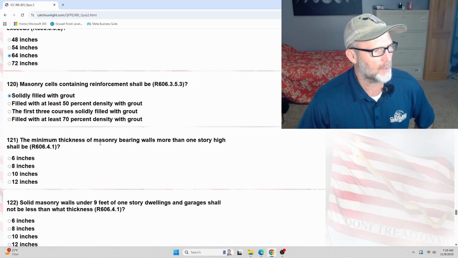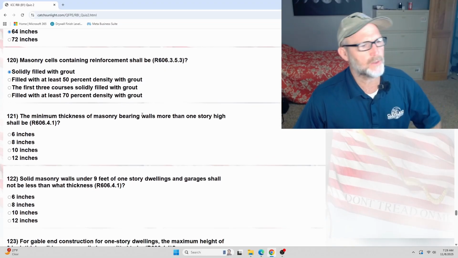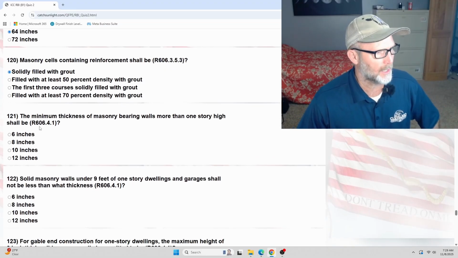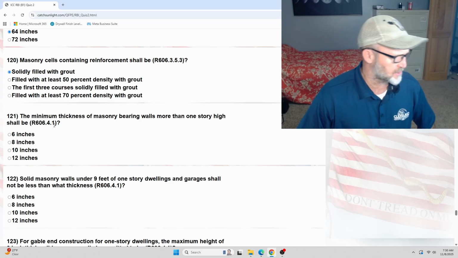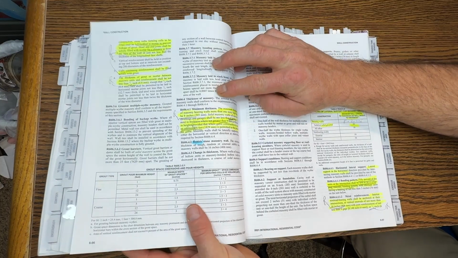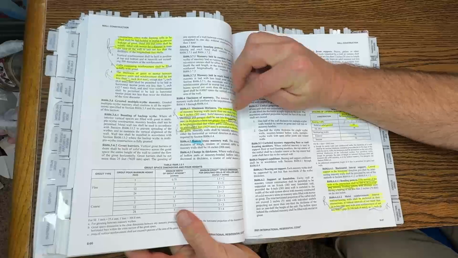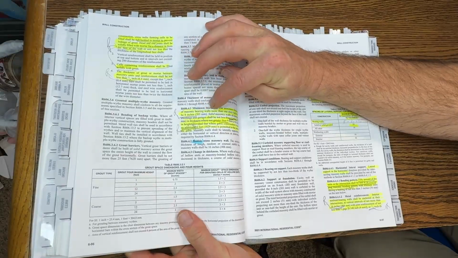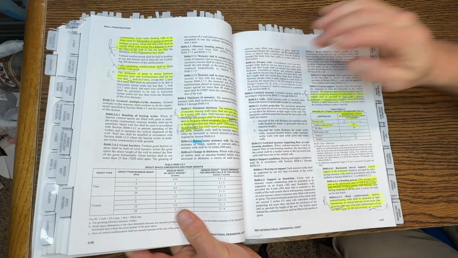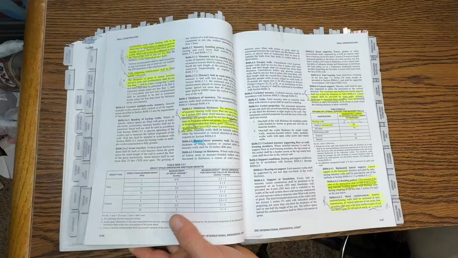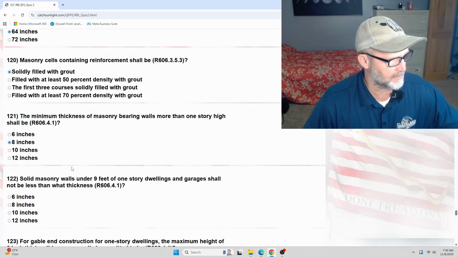All right, 121. The minimum thickness of masonry bearing walls more than 1 story shall be what? What's the minimum thickness of masonry bearing walls supporting more than 1 story? R606.4.1. The minimum thickness of masonry bearing walls more than 1 story high shall be 8 inches. So the answer there is 8 inches. Let's go ahead and select that.